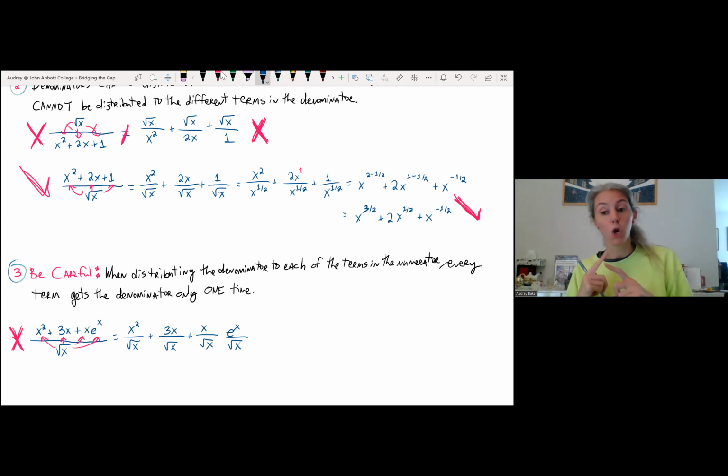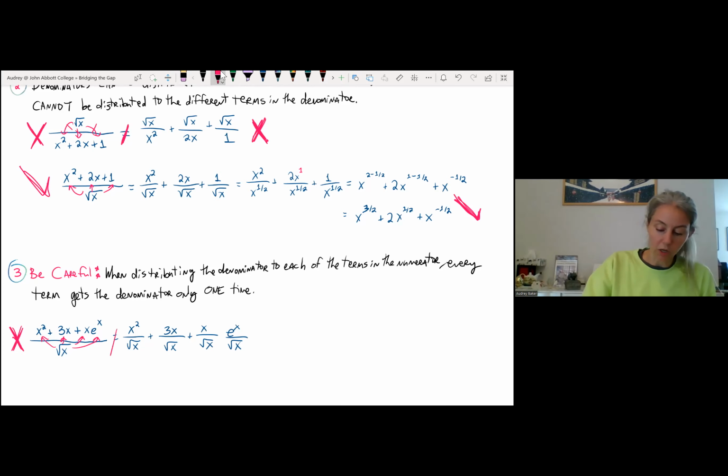The answer is no. That x e to the x is just one term, so this is not equal. This part is wrong. That x e to the x is just one term. It gets the denominator only one time.